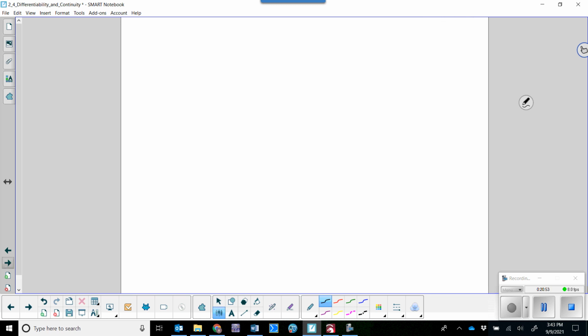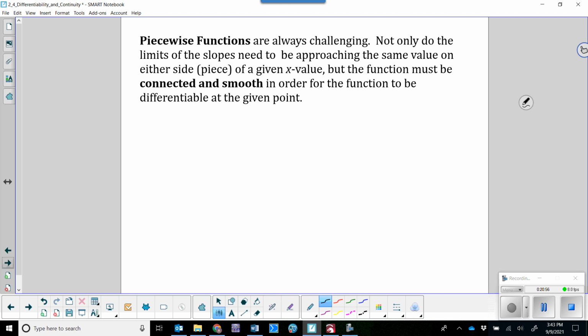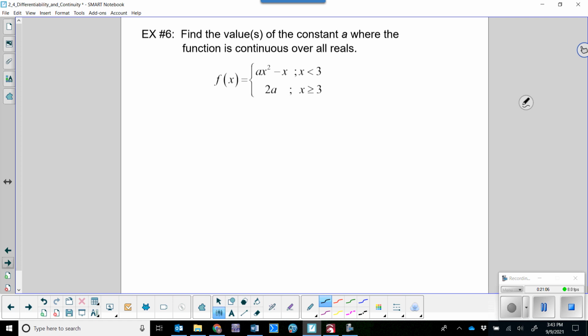Okay, let's look at the next example. So it's just talking about piecewise functions. So we've got to have connected and smooth in order for things to work, so we do have to check some things, okay? So let's look at example 6. So here it says, find the values of the constant a where the function is continuous over all reals. So we've done this. So now we're going to add further from what we did previously to make sure we write this with limits. Because if we don't write it with limits, we will not get any credit like on the AP test, okay?